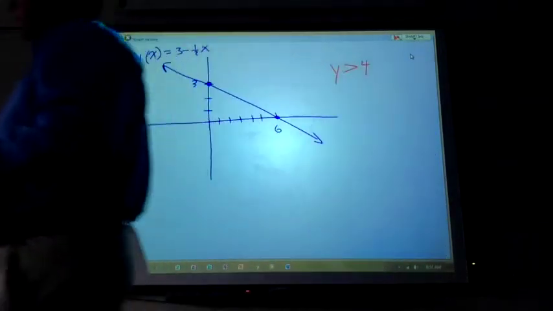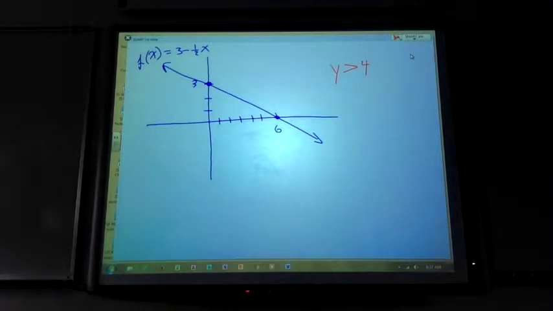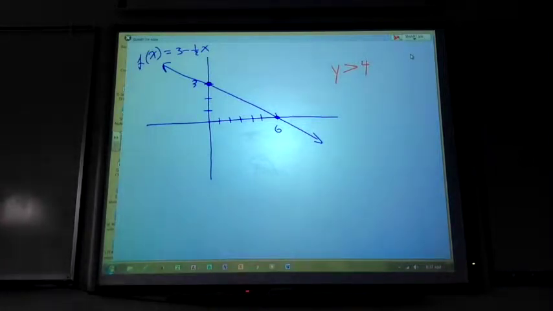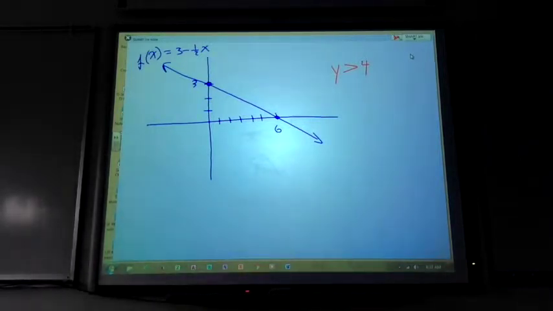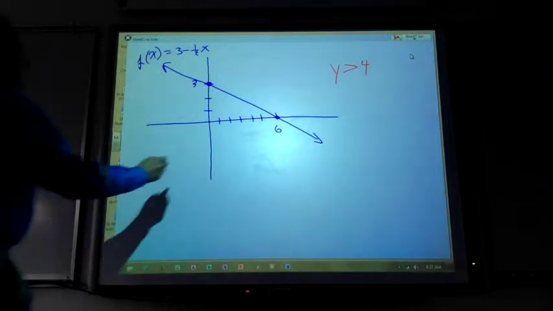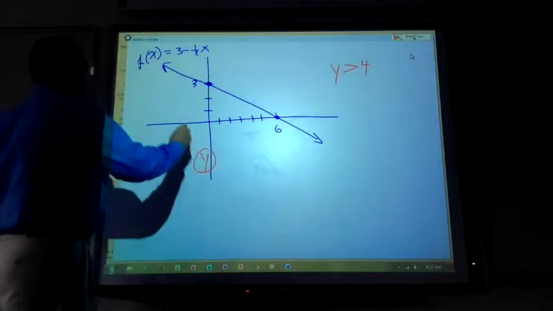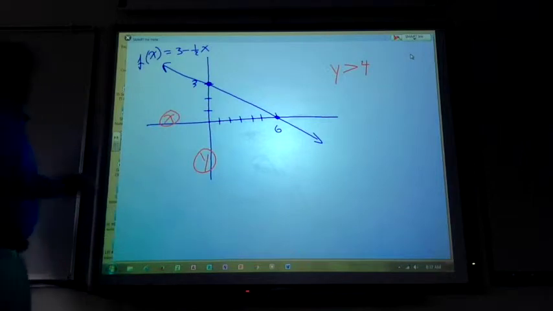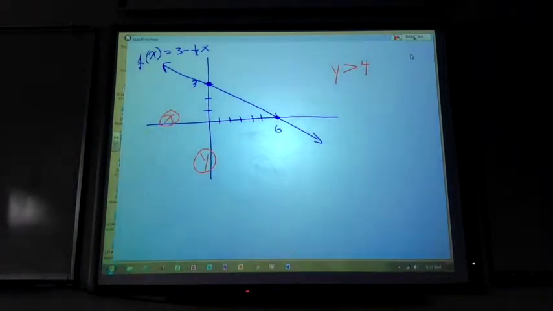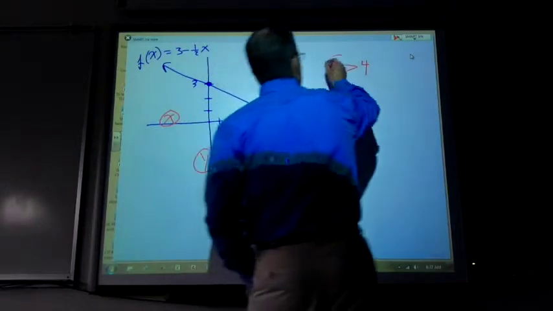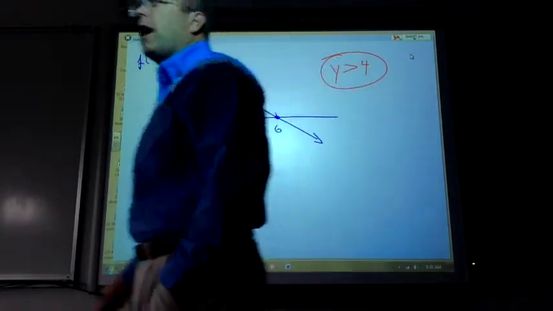Okay, so think about this. Which one of those is the y-axis? The one that goes right and left or the one that goes up and down? Up and down. This is my y-axis. Everyone agree? This is the x-axis, just for those of you who aren't following along as closely. Okay? So what values need to be plugged in where my y is larger than 4?